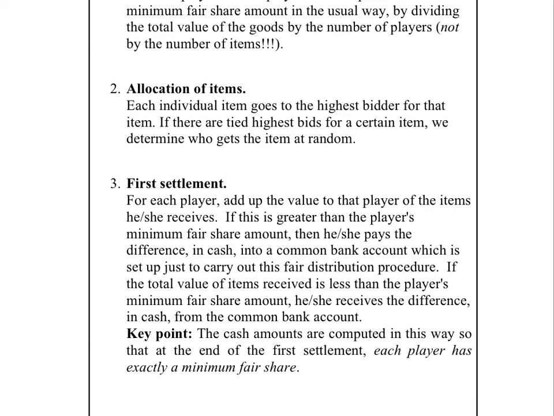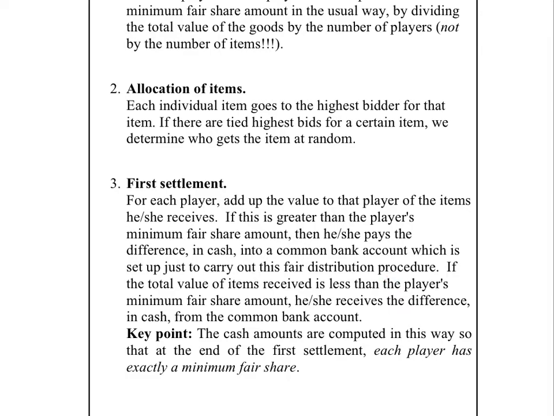Next, we carry out the first settlement. That means that for each player, we add up the value to that player of the items which he or she receives. If this value of items received is greater than the player's minimum fair share amount, then the player has to pay back the difference into this common bank account, which is set up just for the purpose of carrying out the fair distribution.